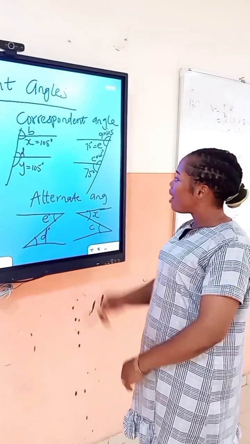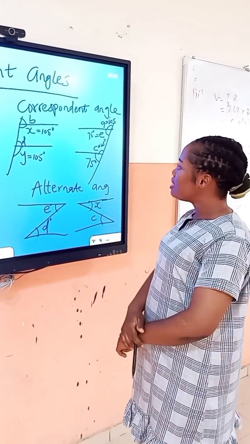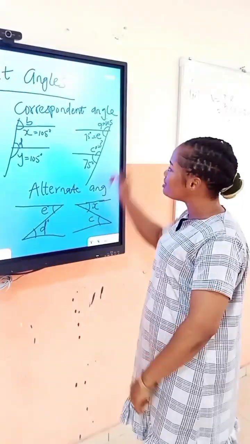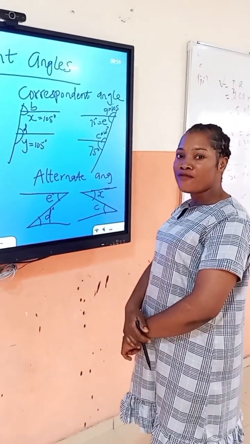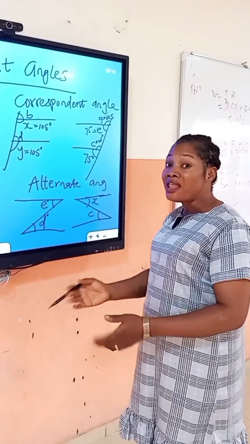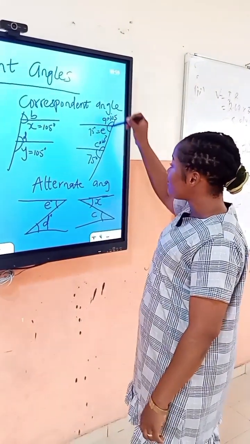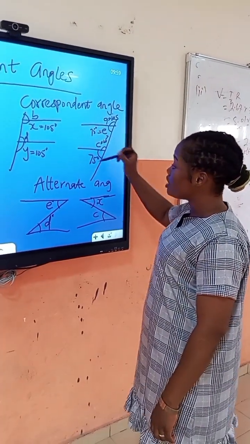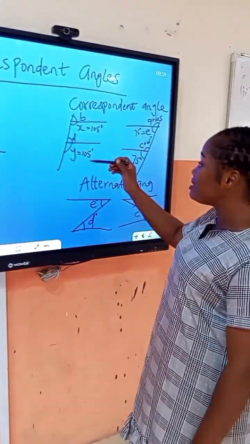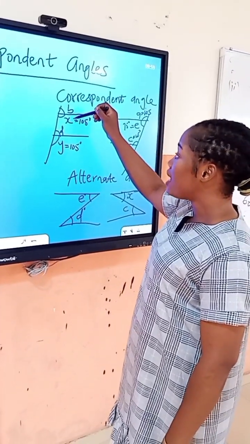Yes. So now we know what our C is. C is 105 degrees. E is 75 degrees. A is 105 degrees. And of course, you know what your reasons are. You know when they are corresponding, because A corresponds with C and E corresponds with what? 75. Okay. Now right here, Y corresponds with X.